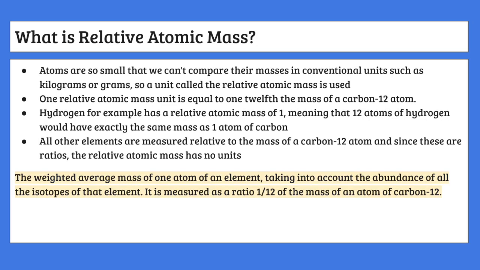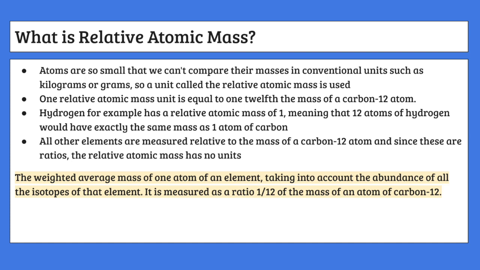Alright, now that we've done all the easy parts, it's time we move on to something slightly more challenging. What is relative atomic mass? Well, to understand this, we first need to understand why we need relative atomic mass. See, atoms are so small that we can't actually compare their masses in conventional units, such as kilograms or grams. So therefore, we need to use a unit called relative atomic mass instead. Another reason we use it is because, as we discussed earlier, atoms exist in multiple isotopes, which each have different mass numbers. Therefore, in order to come up with an average, we need to consider every isotope and its abundance when coming up with an average for the mass of the atom, and therefore we use relative atomic mass.